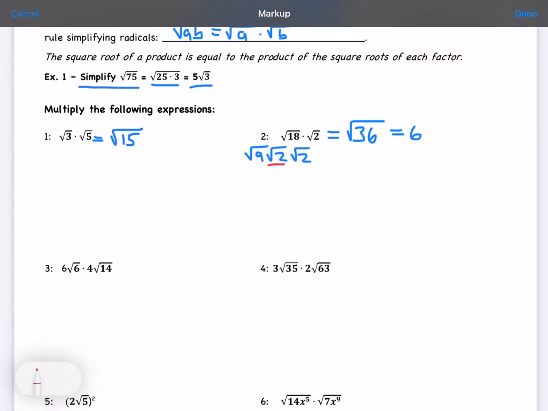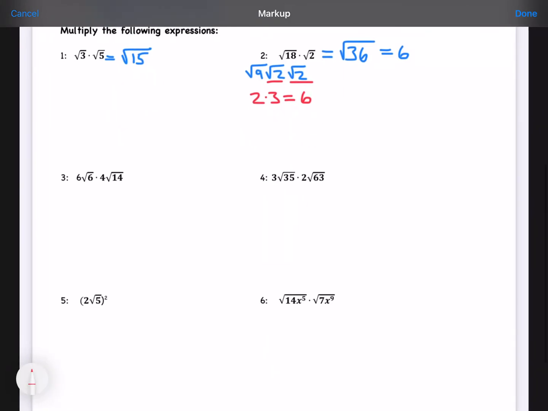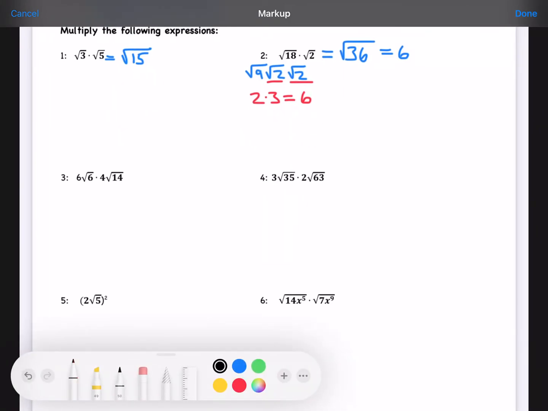Anytime you have the same square root twice, it becomes the whole number outside. And then the square root of 9 is 3. So 2 times 3 is 6. So you can see how we got 2 different ways to get the same answer. Number 3, now we're adding in numbers outside of the square root.